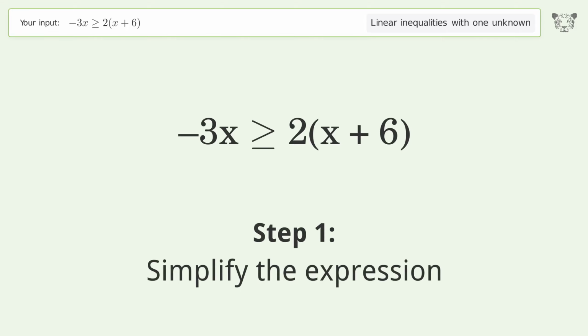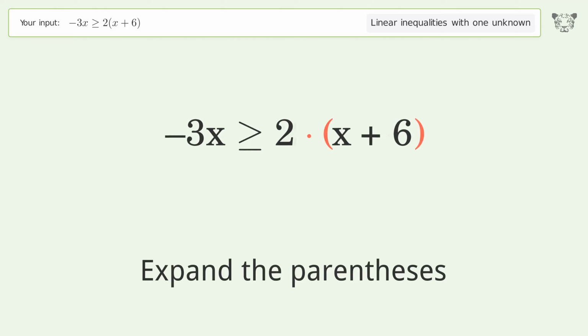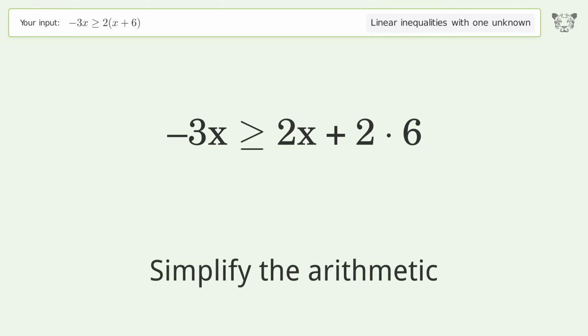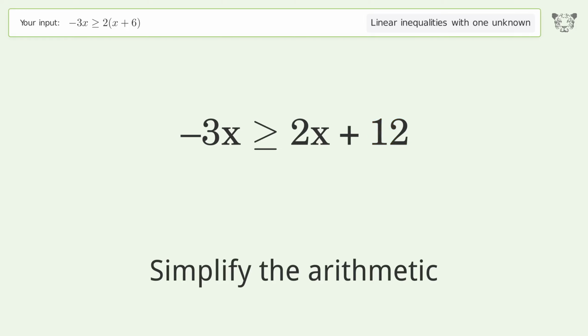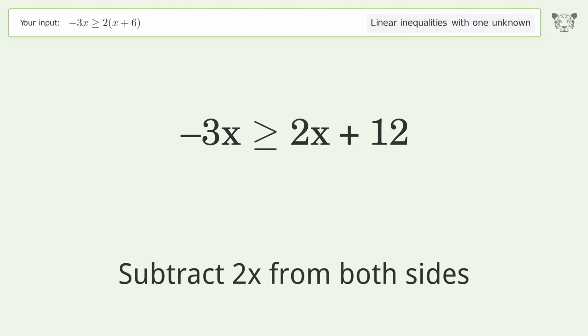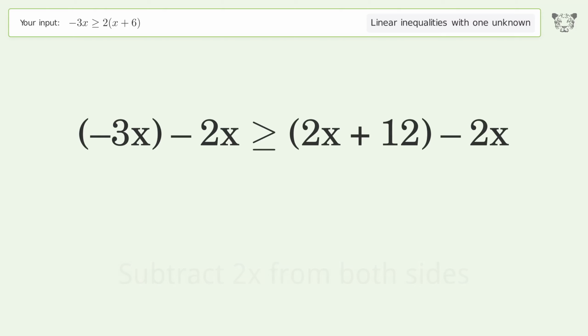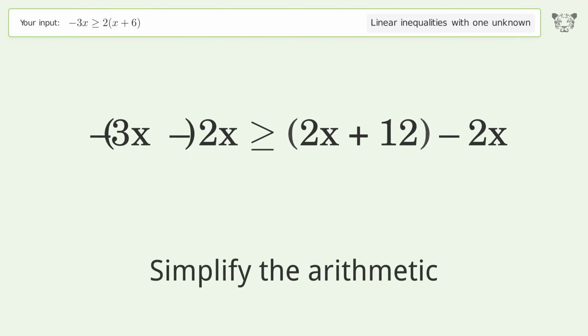Simplify the expression. Expand the parentheses. Simplify the arithmetic. Group all x terms on the left side of the inequality. Subtract 2x from both sides. Simplify the arithmetic.